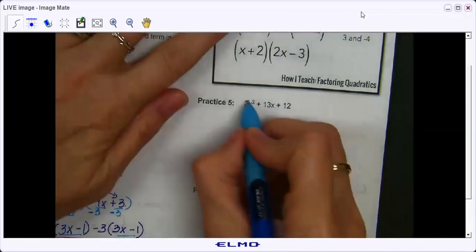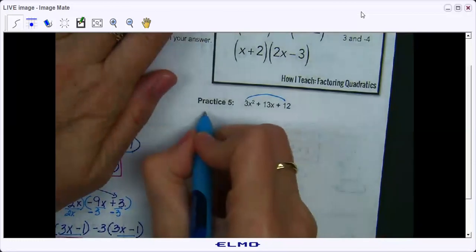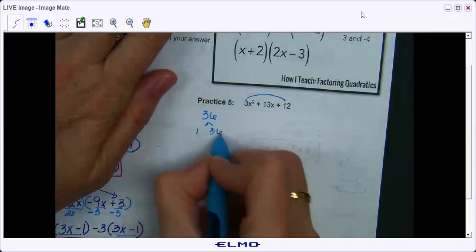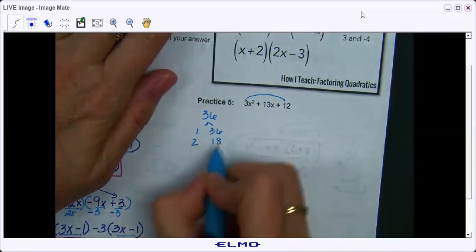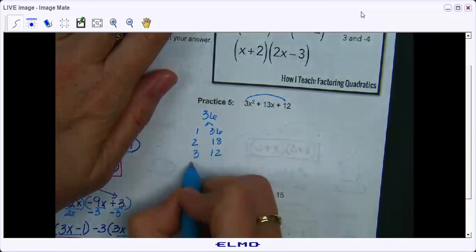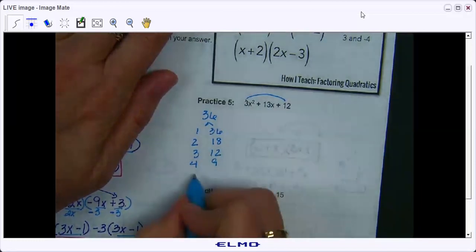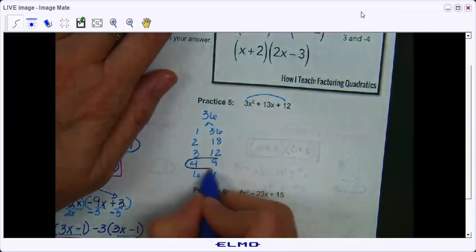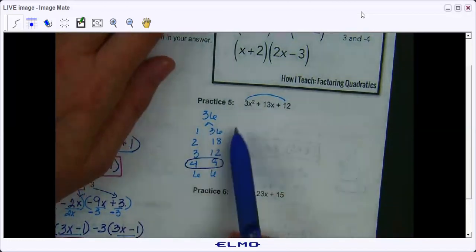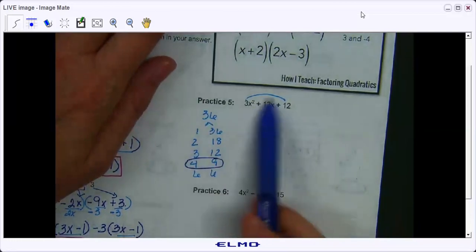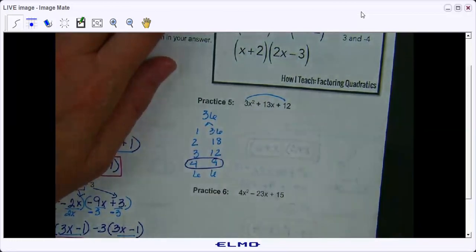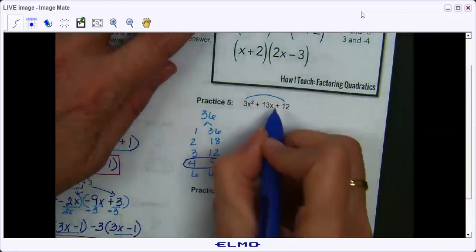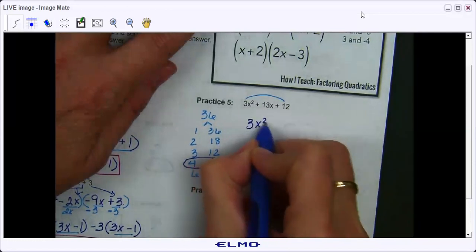So on this one, we need to find factors of 3 times 12, so 36, that give us a positive 13. Okay. I can see it here. It's going to be the 4 and the 9, and since they're both positive, they'll both be positive. And when I say they're both positive, my product is positive and my sum is positive. Okay, so I'm going to replace the 13x with those. So 3x squared.